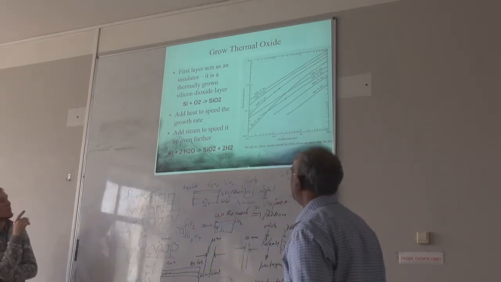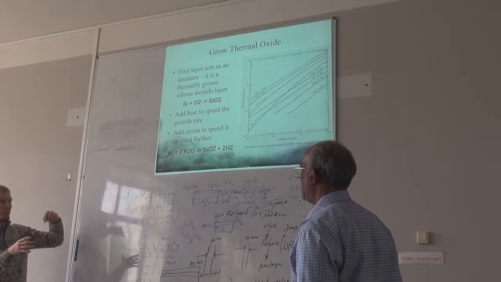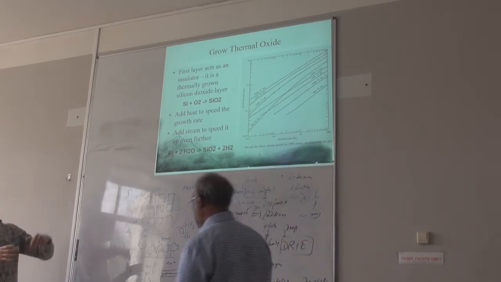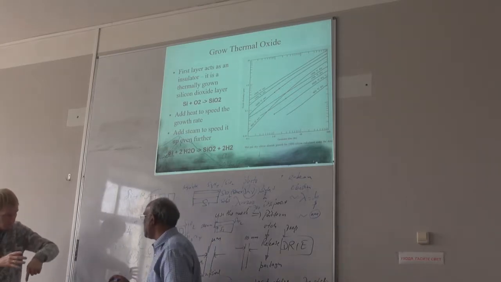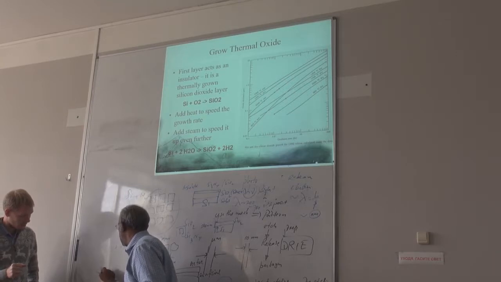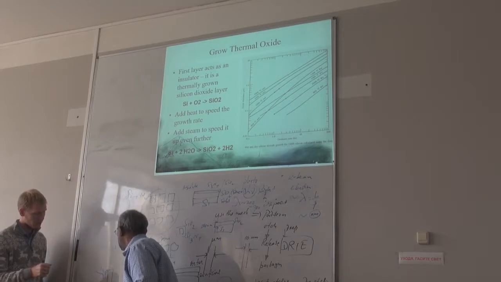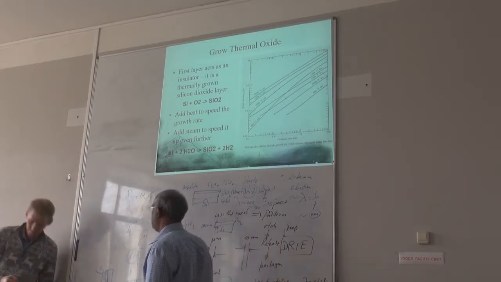I'm talking about how it grows on the surface of the wafer. Is it growing into the wafer? No, on the surface. You have silicon here, then oxygen comes here, they react with it, and the thickness increases with time.